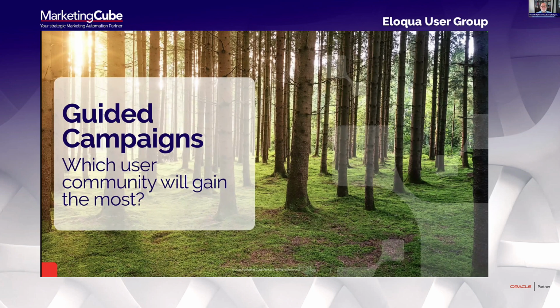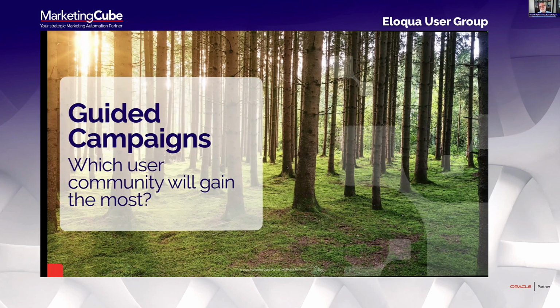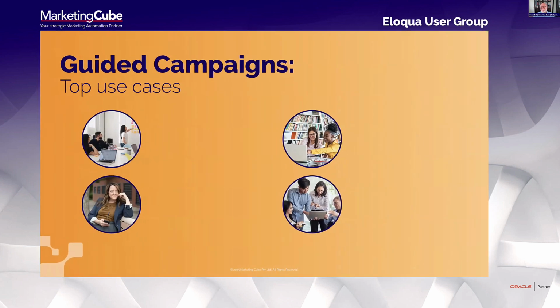Okay, so which user community will gain the most? Well, I'd argue it's possibly each community outside of marketing, because there is so much to be gained. And also marketing from that time-saving point of view, as Oracle indicated. Top use cases, okay, unified revenue operations. So really making it simpler for the selling organization, whatever that may be.